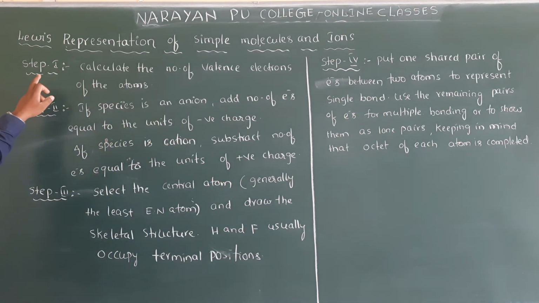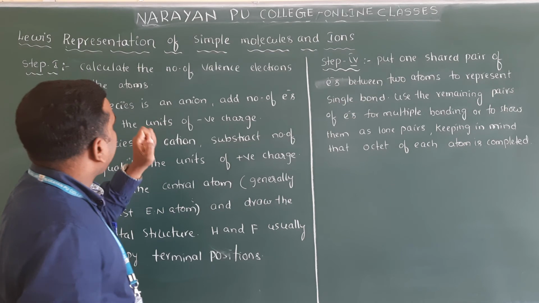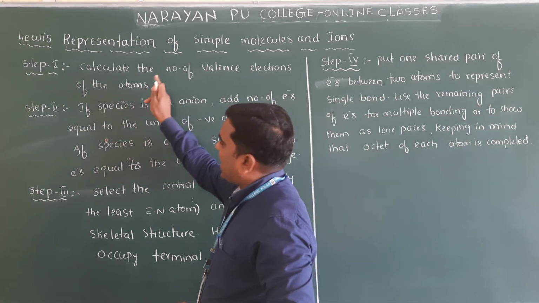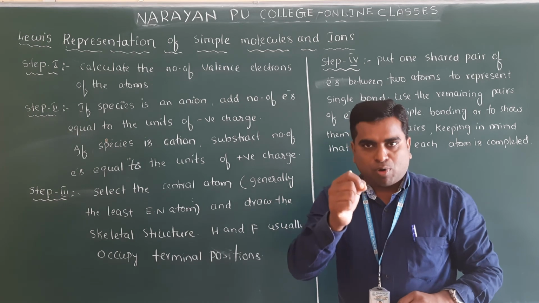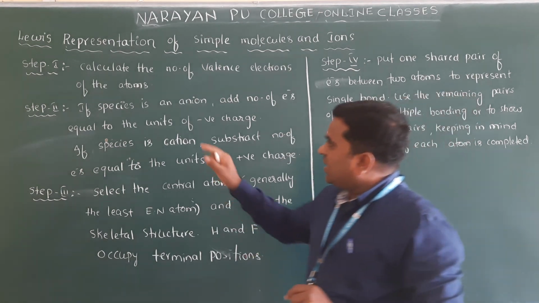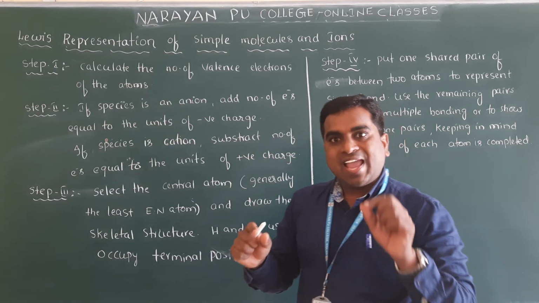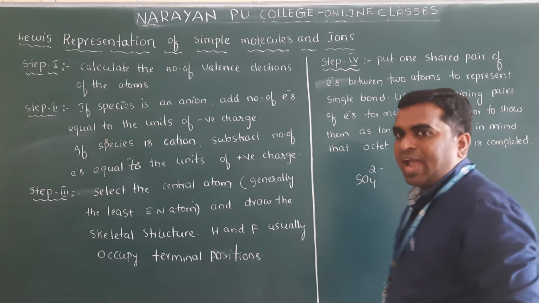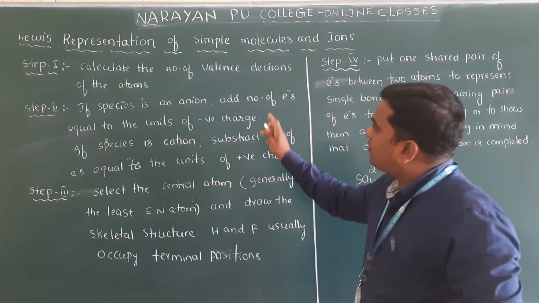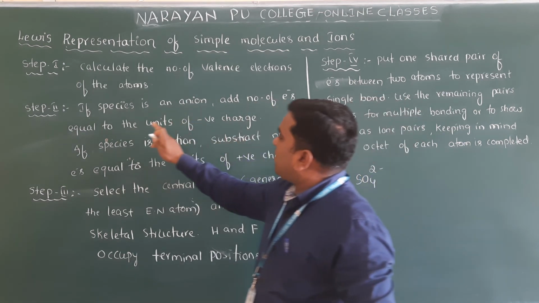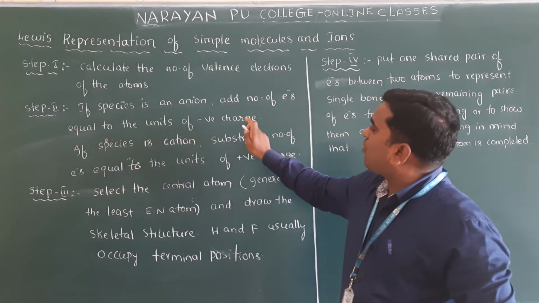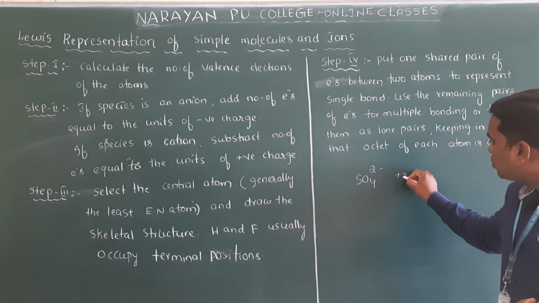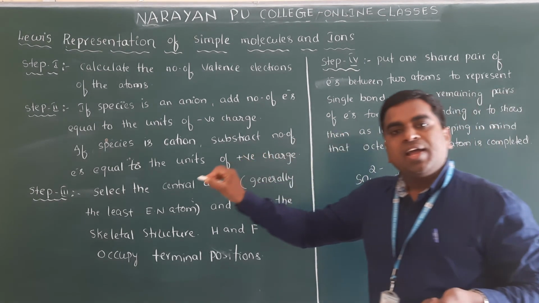In the first step, calculate the number of valence electrons of the atoms. You have to calculate the number of valence electrons of the atoms present in the molecule. That is the first step. And if the species is an anion, suppose I write here SO4 2 minus, this is an anion. So if the species is an anion, add the number of electrons equal to the units of negative charge. So minus 2 means it gains 2 electrons, so you have to add the 2 electrons to the total valence electrons.